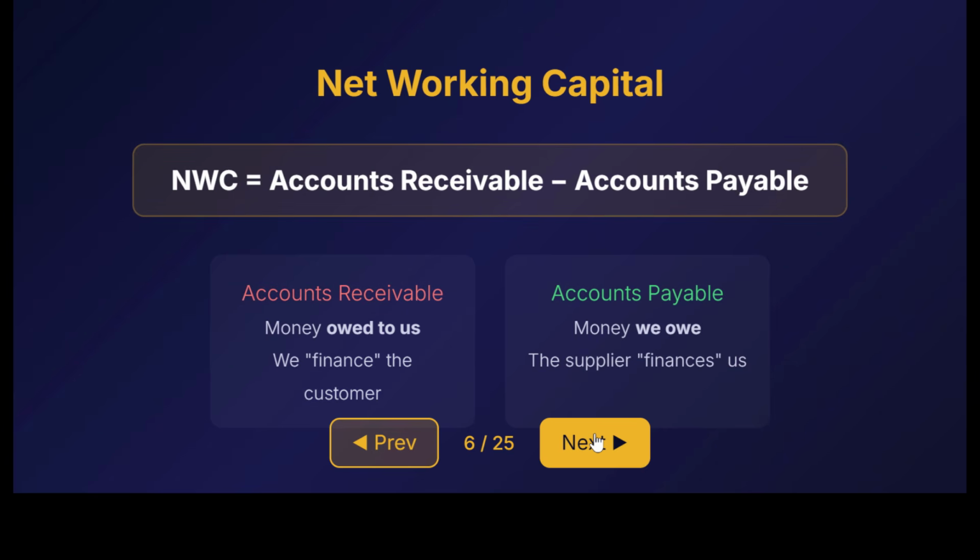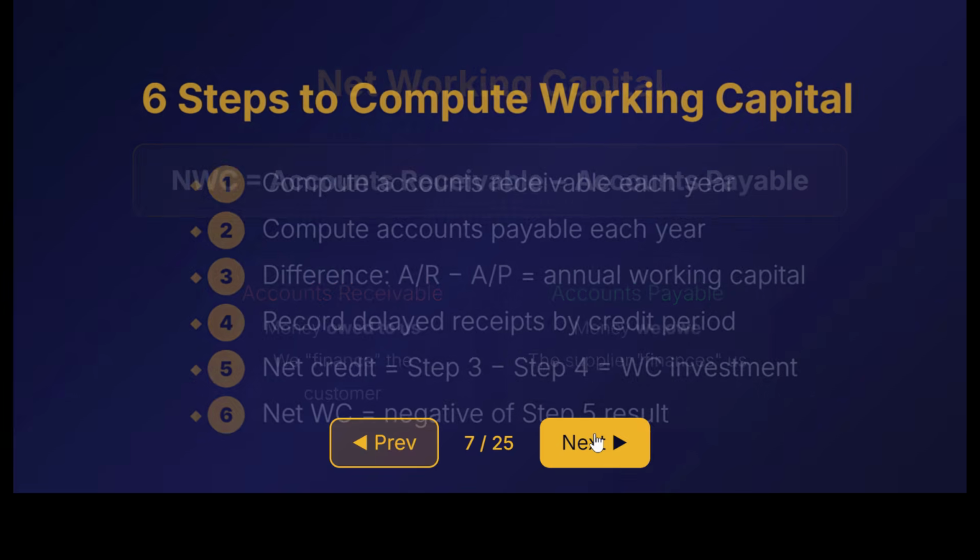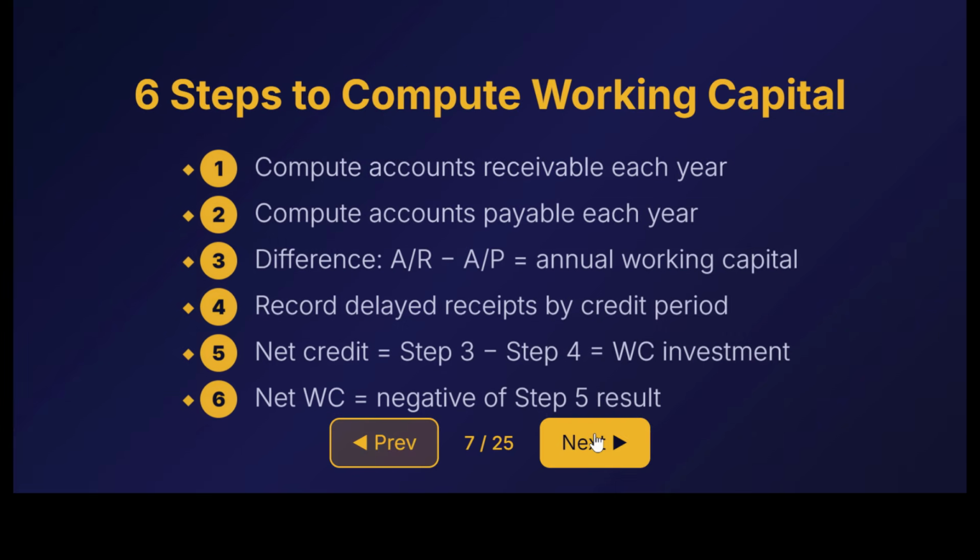3. Net working capital and the six-step method. Net working capital equals accounts receivable minus accounts payable. The course presents a systematic six-step procedure. Step 1. Compute accounts receivable for each year. Step 2. Compute accounts payable for each year. Step 3. Compute the difference, receivables minus payables, to get annual working capital.